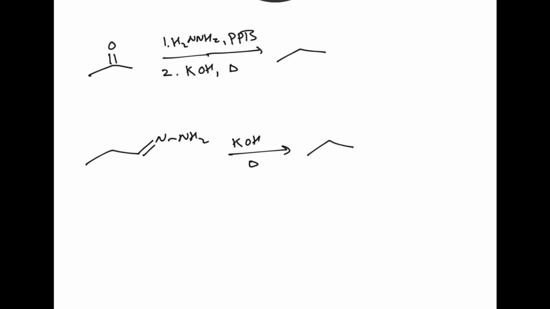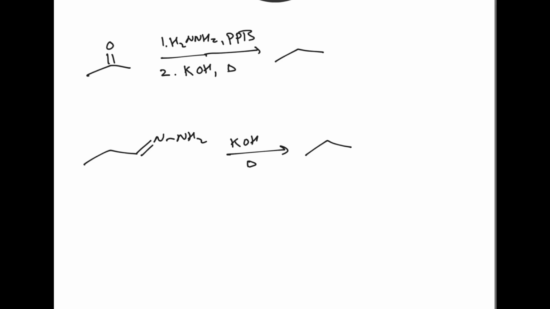I'm going to go over the mechanism, but I'm only going to go over the mechanism from the hydrazone. Since you already know how to make hydrazones, you don't need to see that whole mechanism again. So okay, we'll use our simple example here. KOH and heat makes our alkane.